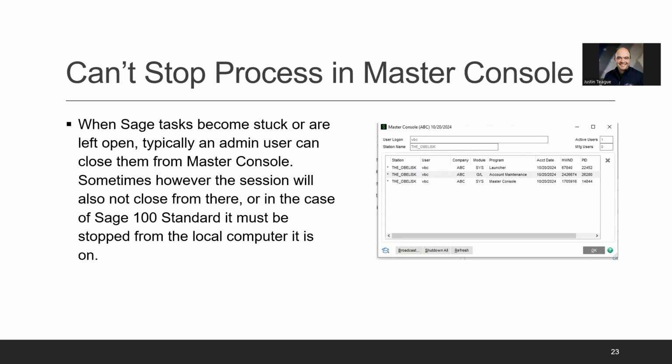There are times when, to clear users out of the system or to fix an issue with a stuck process, you will try to terminate a process in the Master Console when Sage has become stuck or left open. Occasionally, you will not be able to terminate the process, even if you tell it to stop the process by clicking the X on the right there, it won't close it out. Or if you're on Sage 100 Standard, you're not on the local machine, you won't be able to stop the process.